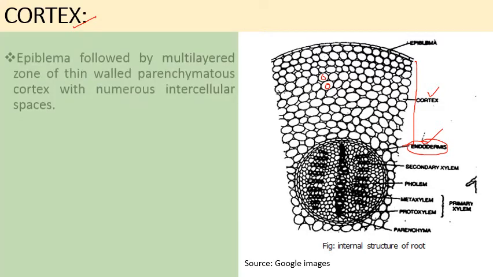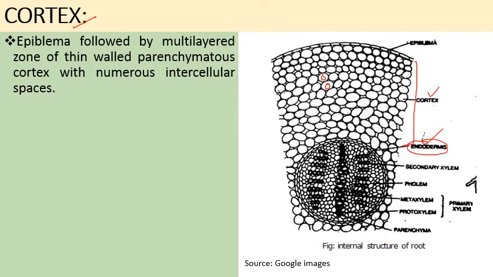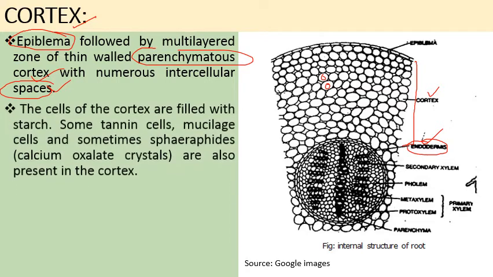is pericycle. So epiblema, that is the outermost epidermis, is followed by a multi-layered zone of thin-walled parenchymatous cells जिसको कहा जाता है cortex, and it has numerous intercellular spaces. इसमें loosely arranged parenchymatous cells होते हैं. The cells of cortex are filled with starch. Starch store करते हैं ये cells. Some tannin cells, कुछ tannin store करते हैं. Then some are mucilage cells and sometimes idioblasts, which contain calcium oxalate crystals and are also present in the cortex. So ये कुछ केमिकल सब्सटेंसेस भी प्रेजेंट होते हैं कॉर्टेक्स के सेल्स में.